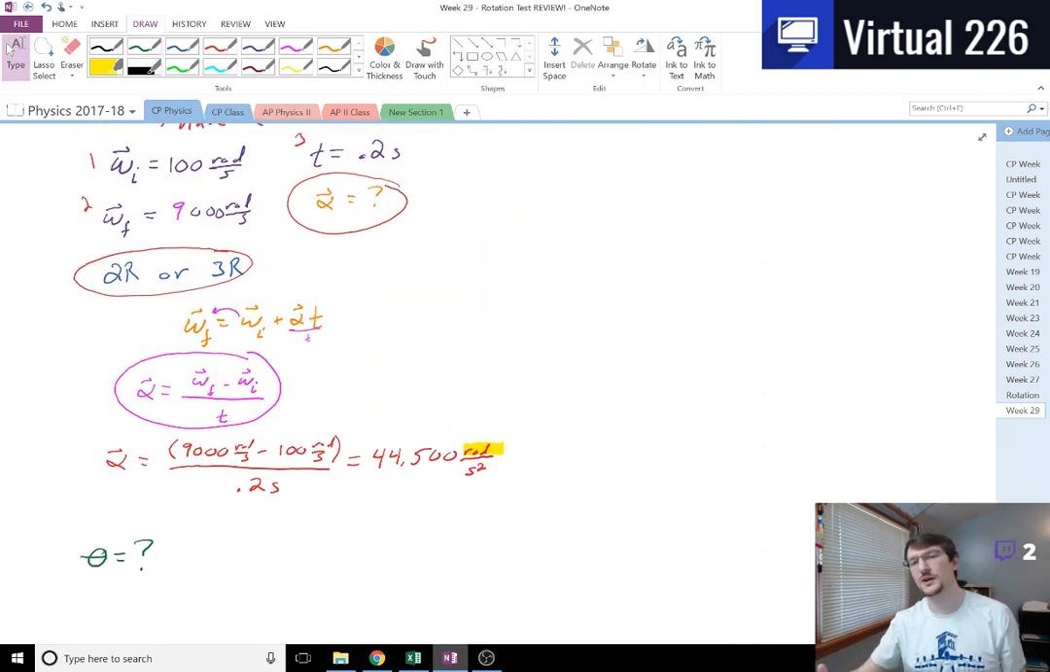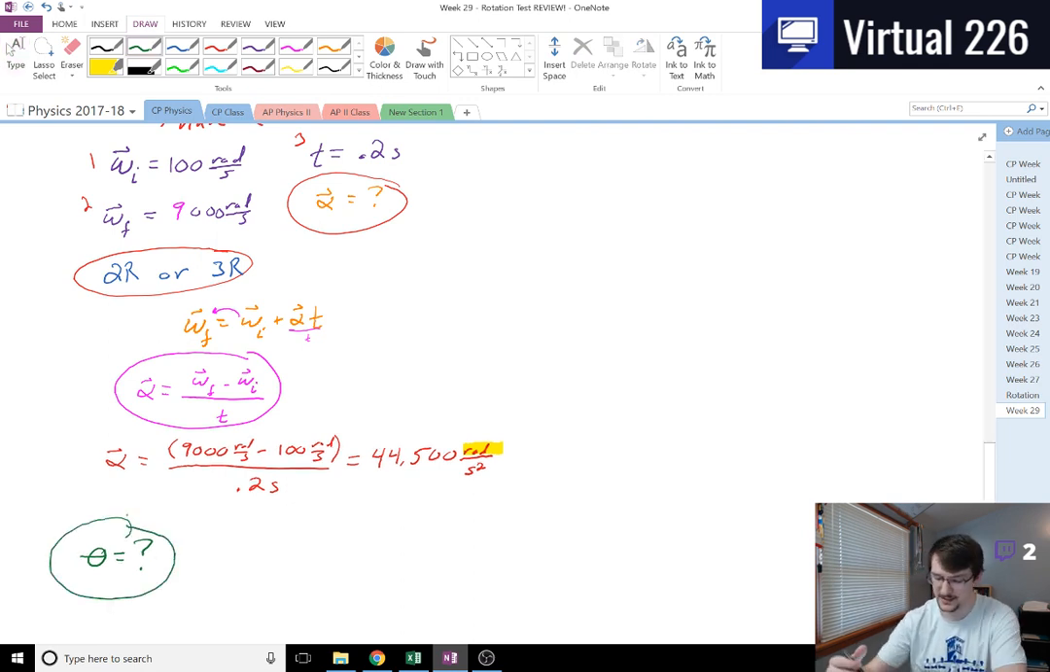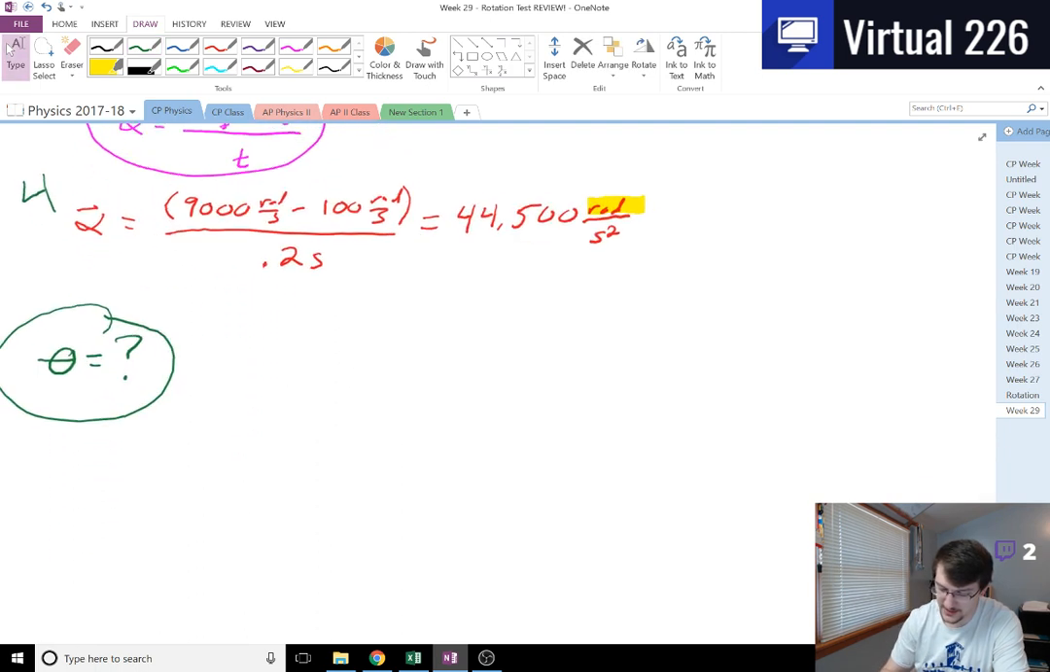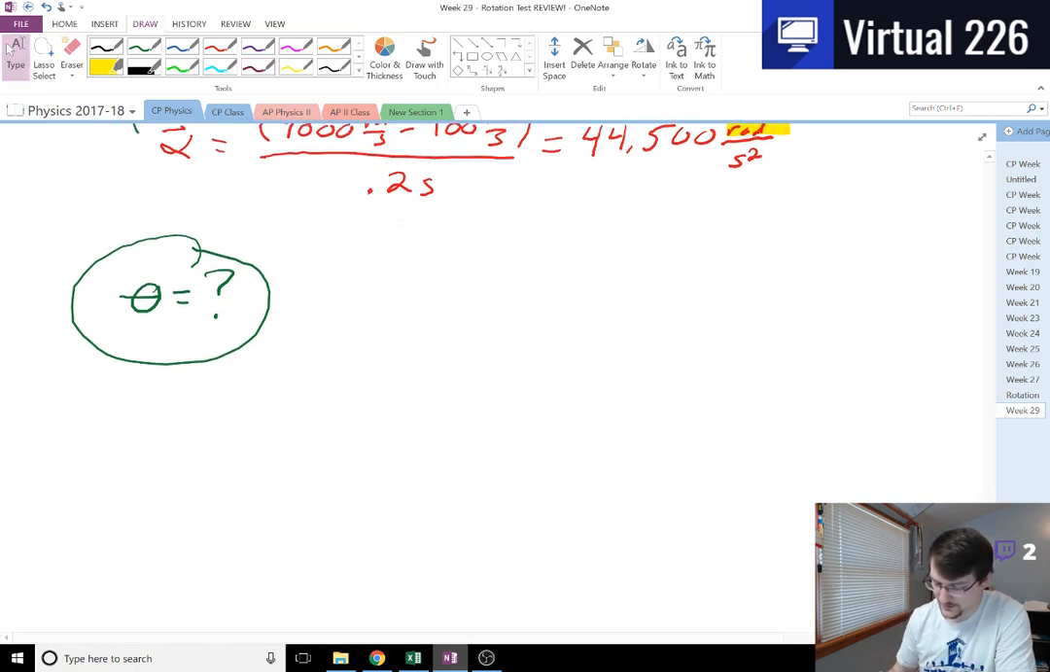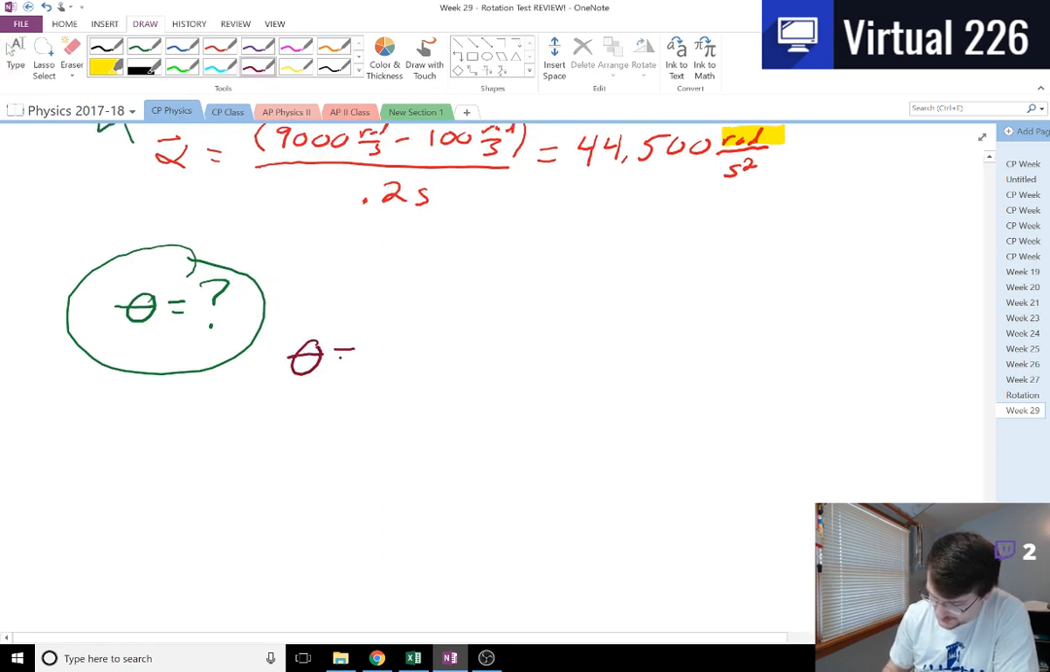We actually have so much information here. We could really use nearly any equation we want as long as it has theta in it, because we have the initial angular velocity, the final angular velocity, the time, and we just solved for the acceleration. So we have nearly everything. Just choose an equation that you'd like to use that has theta in it, plug everything in and collect your answer. I'll use the equation that matches up with the 1/2 alpha t squared. I could say that theta equals the initial angular velocity times time plus 1/2 alpha t squared.